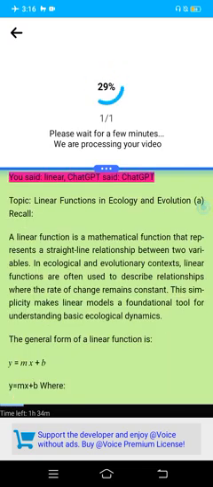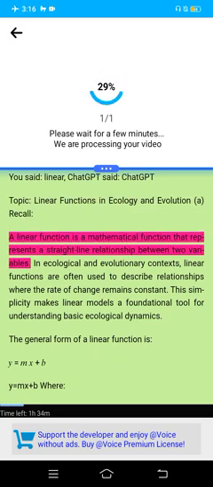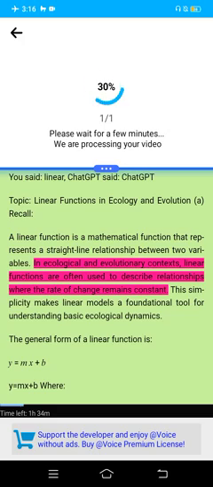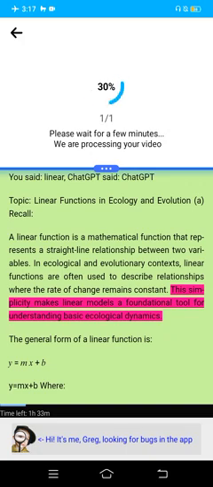Topic: linear functions in ecology and evolution. Recall. A linear function is a mathematical function that represents a straight line relationship between two variables. In ecological and evolutionary contexts, linear functions are often used to describe relationships where the rate of change remains constant. This simplicity makes linear models a foundational tool for understanding basic ecological dynamics.